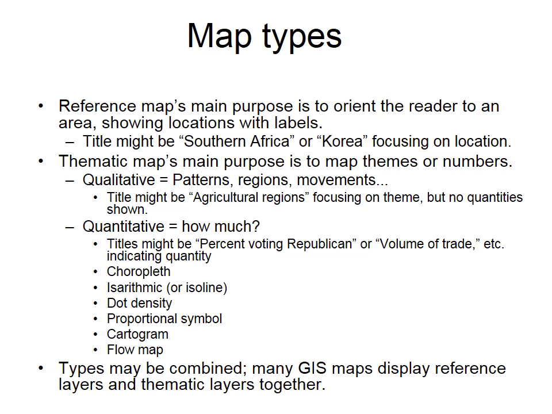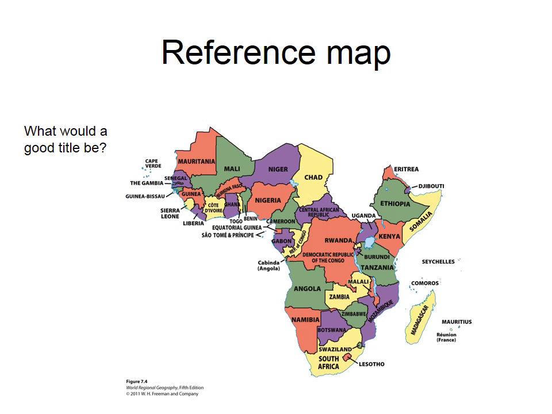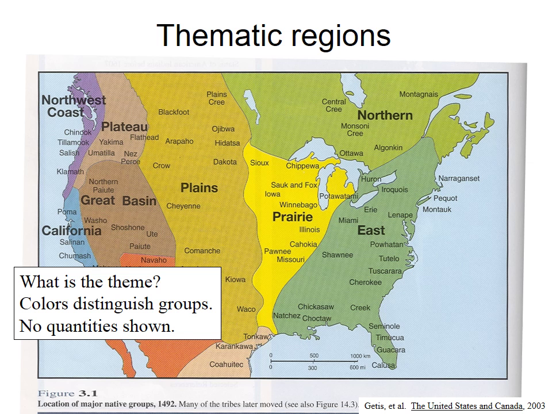In the GIS world, of course, it's possible to display, print, and use many types at once, including reference layers and thematic layers. Notice on this map, which is a reference map, it more or less answers the question, what countries are there in Africa, south of the Sahara Desert, and what are their names? A good title for this map might be Countries in Africa south of the Sahara Desert.